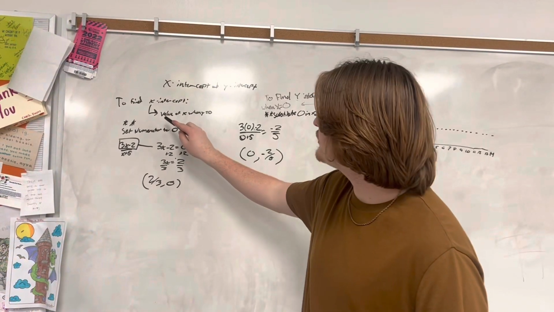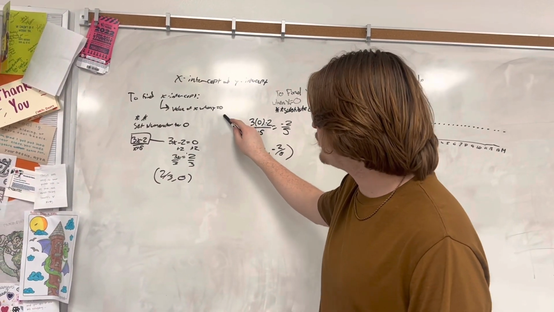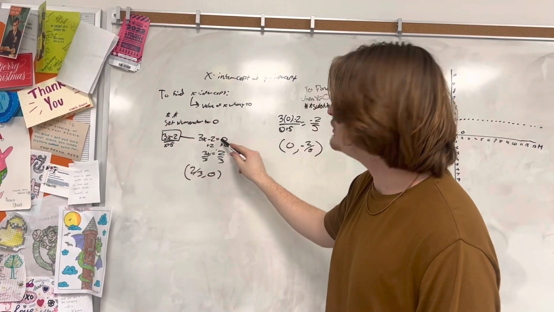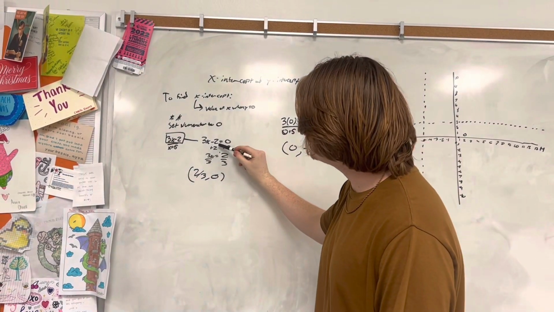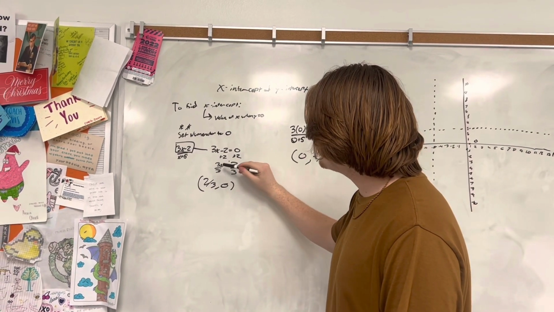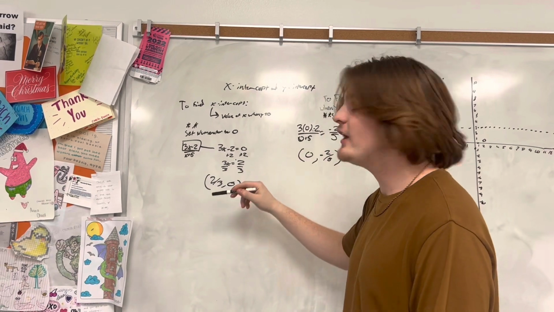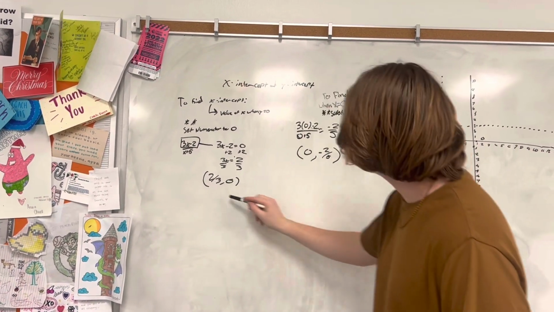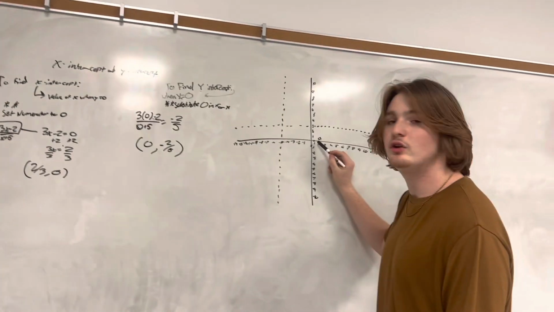To find the x-intercept, it's when the value of y equals 0. So you're going to set the numerator to 0. So you have 3x minus 2, and you set that to 0. With this, you have a minus 2, so you add 2 to this side while also adding it to this side, to get 3x equals 2. To get x by itself, you're going to divide by 3 on each side, giving the ordered pair 2 thirds, 0. And on our graph, this is right here.